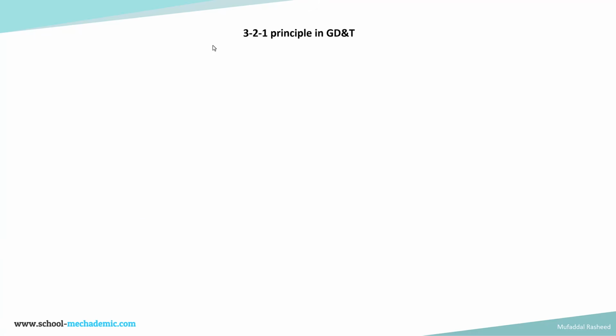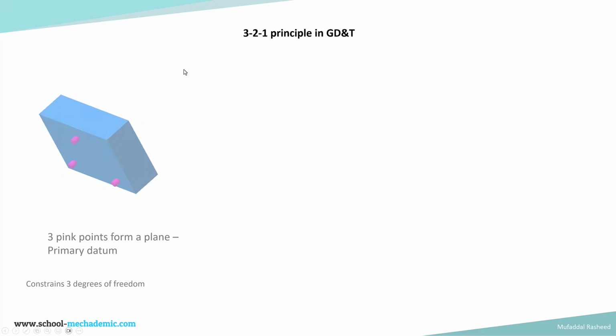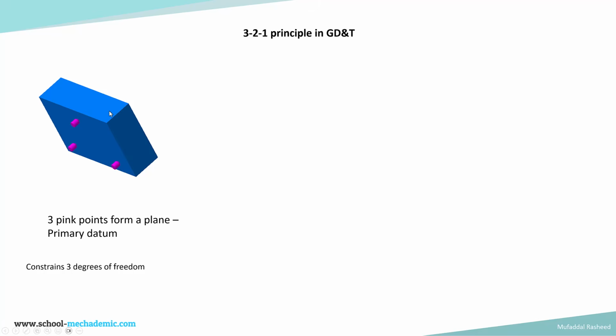So that brings us to the 3-2-1 principle. It is not only related to GD&T, but to any manufacturing process, especially machining processes where the block has to be clamped and located very precisely for the machining operation to take place. The 3-2-1 principle is that for constraining 6 degrees of freedom, you first need to bring one plane of the part in contact with 3 points. So 3 points are brought into contact with one surface of the block as shown.